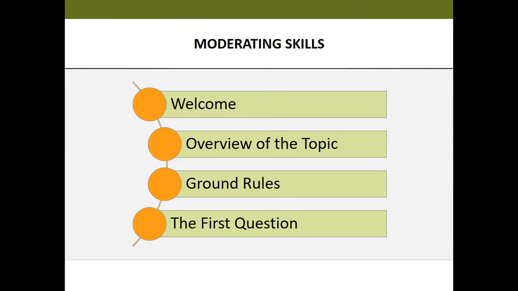I want to share with you a couple slides on moderating skills. One is, as you moderate, if you're going to be the moderator, first of all, welcome people and give them an overview of the topic that you're going to be talking about, just a nice summary or overview of what the meeting is going to be about.